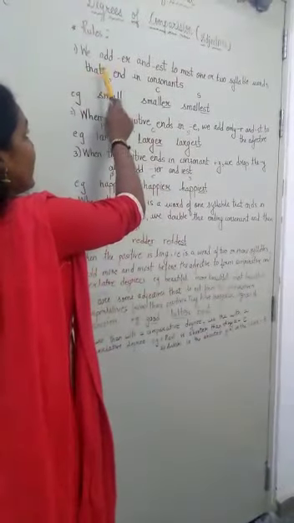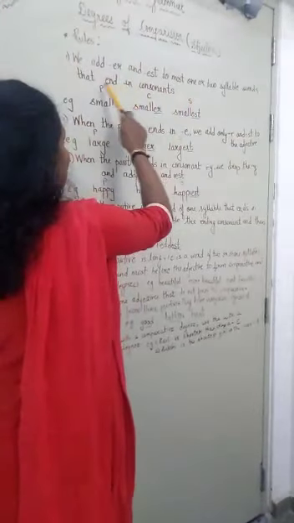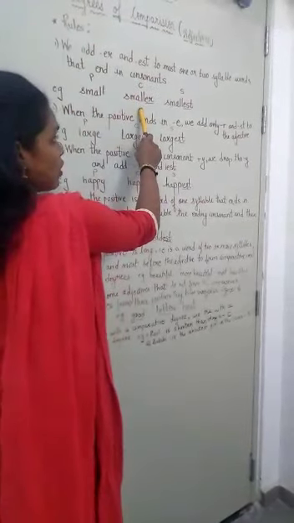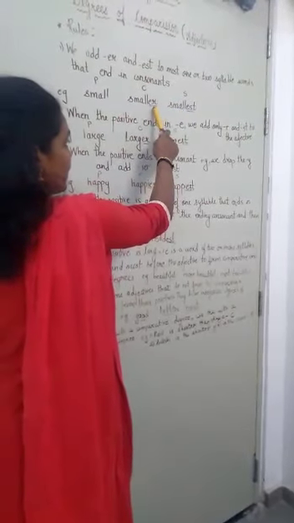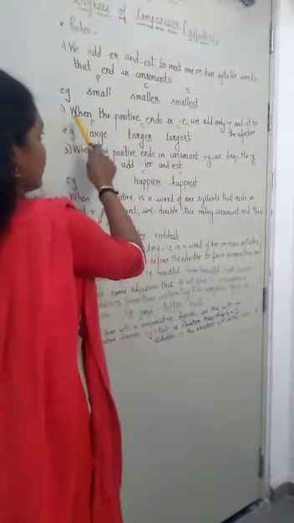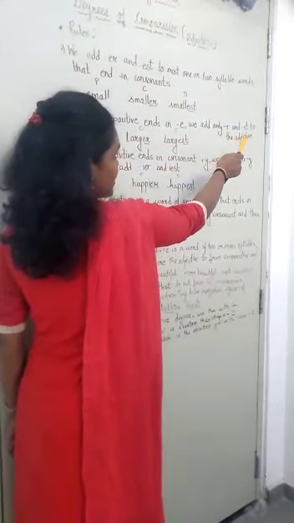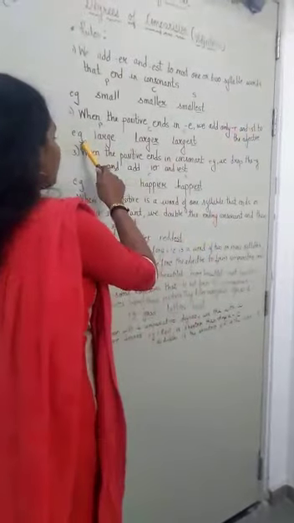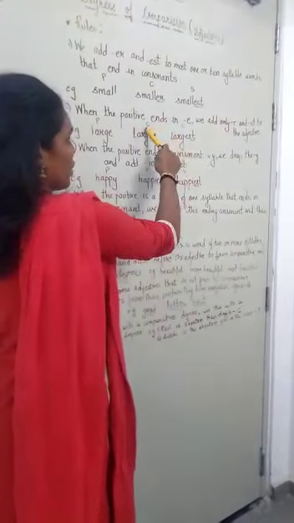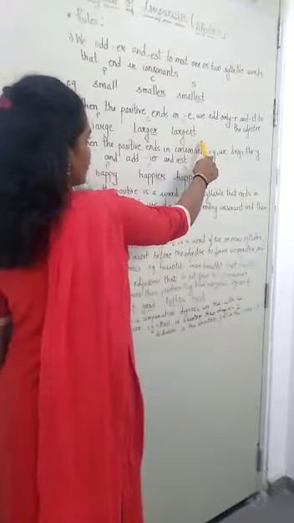First, we add ER and EST to most one or two syllable words that end in consonant. For example, small, smaller, smallest. Here we add ER to comparative, EST to superlative. Second, when the positive ends in E, we add only R and ST to the adjective. For example, large, larger, largest. For comparative, we add R and for superlative, we add ST.